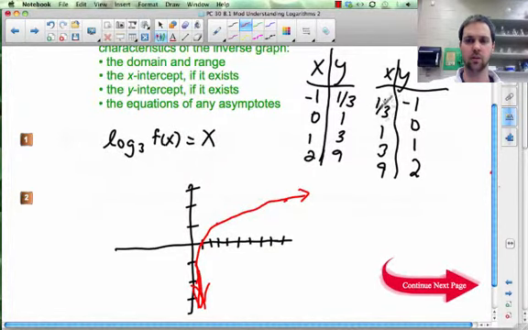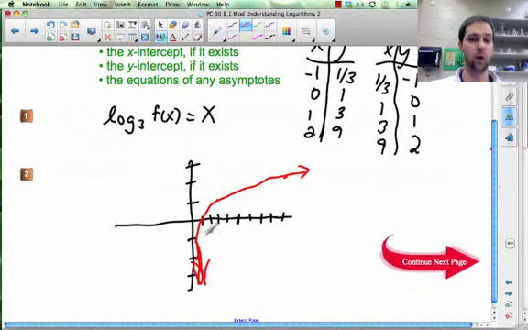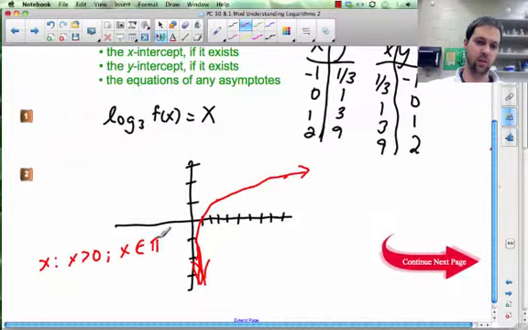Okay, so let's quickly figure out what these things are: the domain and range. The domain for our logarithmic function, are we allowed to use any value of x? Well, no, we're actually not allowed to use any negative values of x. So the x values are only going to be above 0, because actually we can't even use 0 for x, because this graph will never cross that line. So the domain is x such that x is greater than 0, but otherwise within the real numbers.